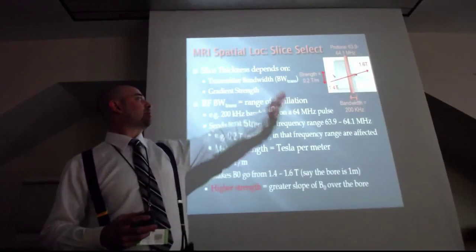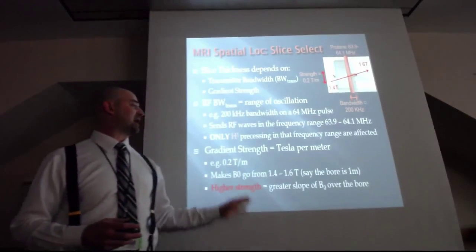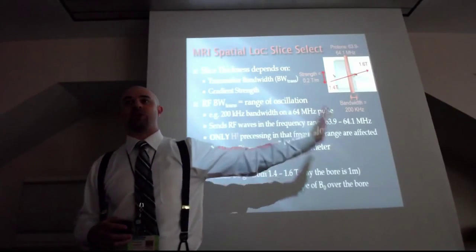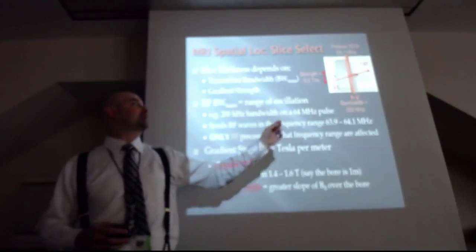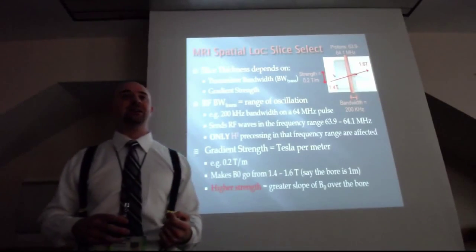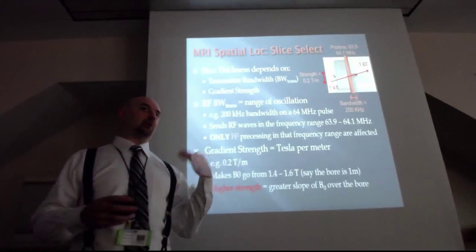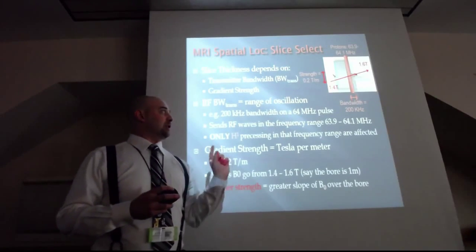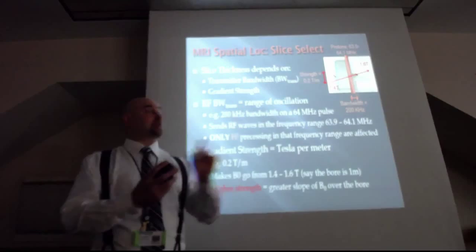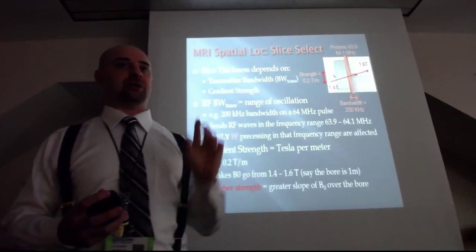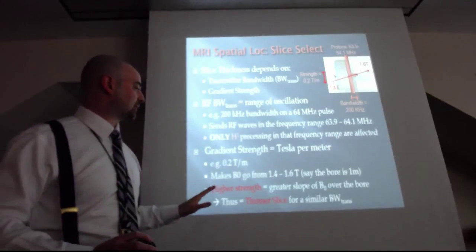So if at 1.4, protons are oscillating at, say, 60, and at 1.6, it's 68. Well, if you were to make this an even stronger gradient that went from 1.2 to 1.8, they'd be oscillating from 54 to 76 or whatever. So if you do that, then the same bandwidth is going to only excite a narrower band, so it narrows your slice. Again, that was all in words.